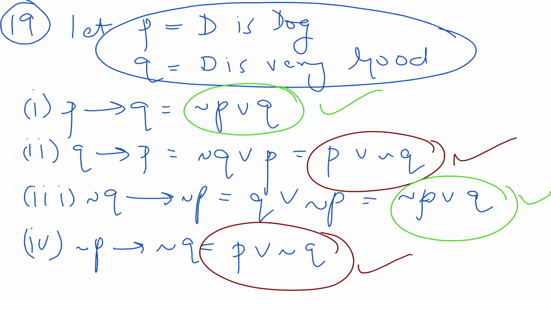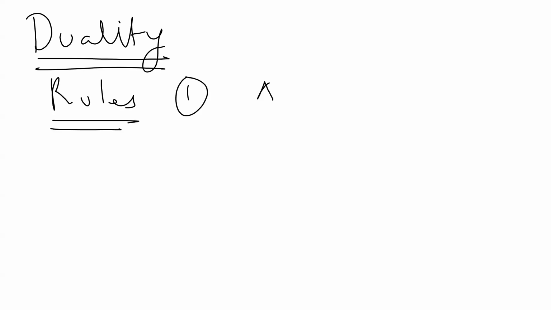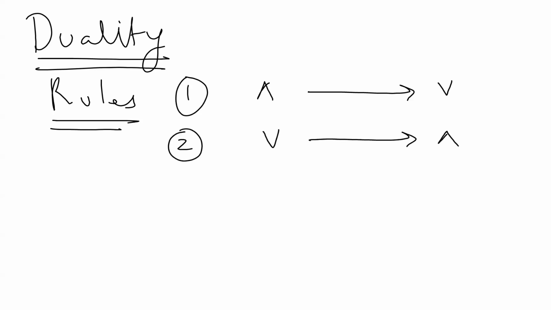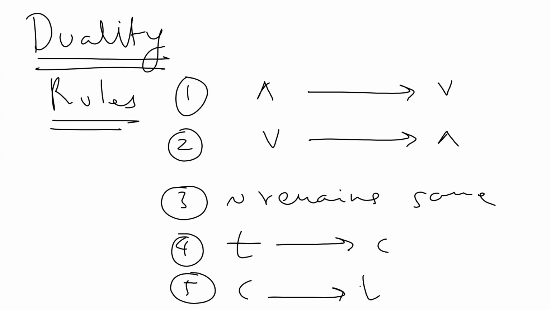Okay, I hope you have written this. Now the next topic is duality. This is a very simple topic. Rules. And changes to or, or changes to and, negation remains same, T changes to C, C changes to T.